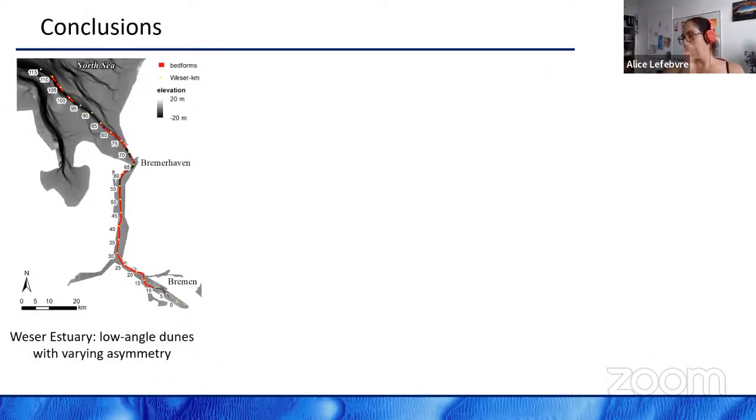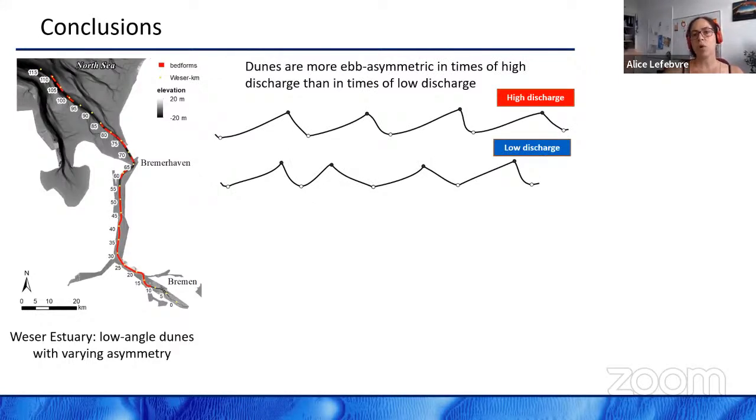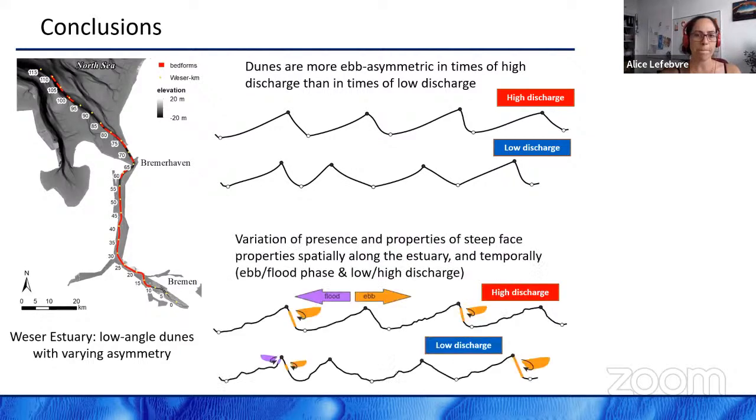So to conclude all I wanted to say about the Weser dunes in the Weser Estuary: we have some low-angle dunes with varying asymmetry. The dunes are more ebb asymmetric at high discharge than at low discharge. And we have variations in the presence and properties of the steep face, and those properties vary spatially along the estuary and temporally as well, with the ebb and flood phase and low and high discharge.